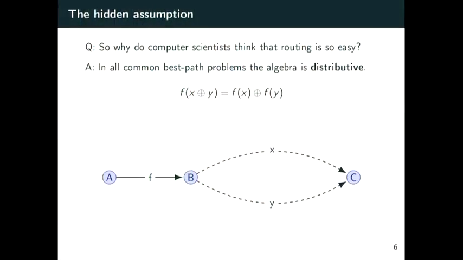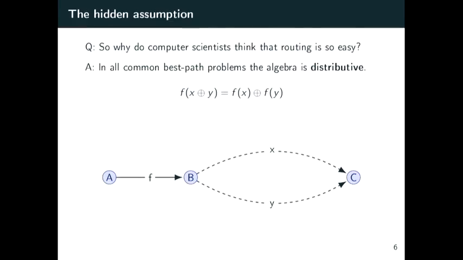So, using these abstract primitives, we can now answer the question, why do computer scientists think that routing is so easy? Well, that's because in all the undergraduate lectures, in all the examples that are given in routing textbooks of best path problems, the algebra is what is called distributive. And this means that it obeys the following equation, which says that f of x plus y equals f of x plus f of y. And that's for all functions f and for all routes x and y.